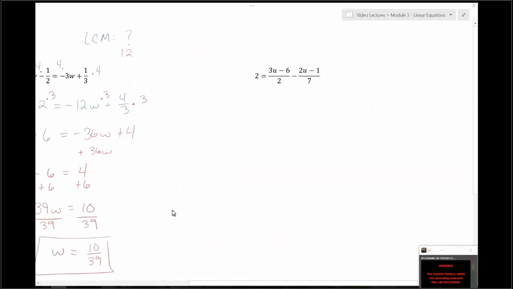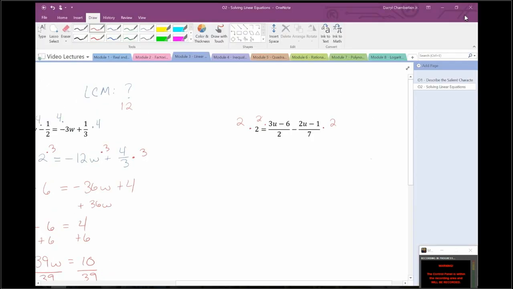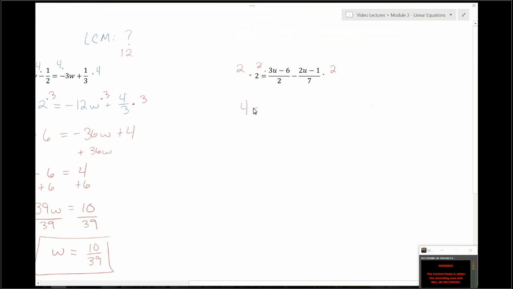So now let's look at one. The fractions look slightly different, but we can still do the same thing. I'm going to multiply everything by 2 first. So I'll get these to cancel. All right, let's stay in this color first. So the 2's canceled. I'm just left with my numerator, 3u minus 6. And then now in this case, I'm just going to leave it as negative 2u minus 1, all over 7.